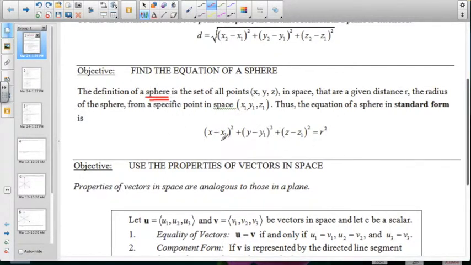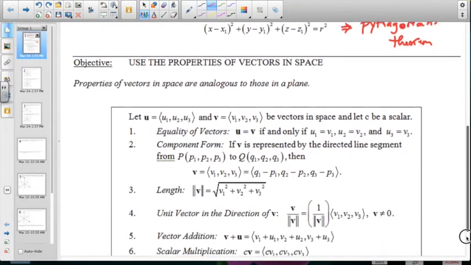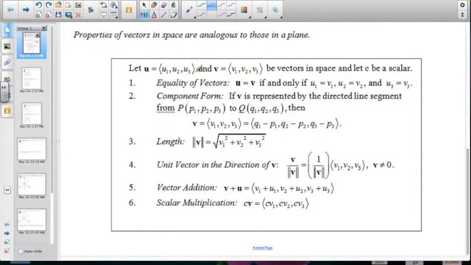It looks a lot like the equation of a circle. It's just that we've extended it for 3 dimensions. Again, notice the similarities. This is nothing more than Pythagorean's theorem. So then, as we're talking about the distance between 2 points, we can start talking about vectors.